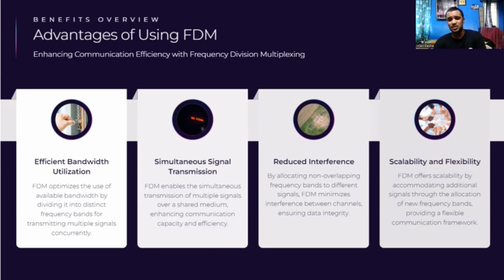Well, again, these terminologies make it very boring. The scalability of FDM is that it accommodates additional signals through the allocation of new frequency bands, providing a flexible communication network. Simple. It provides us a very easy, very flexible communication network where multiple signals can be transmitted easily. This is what FDM does if you have to put it on a single paper.